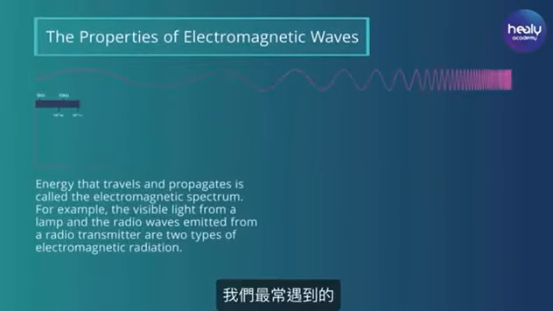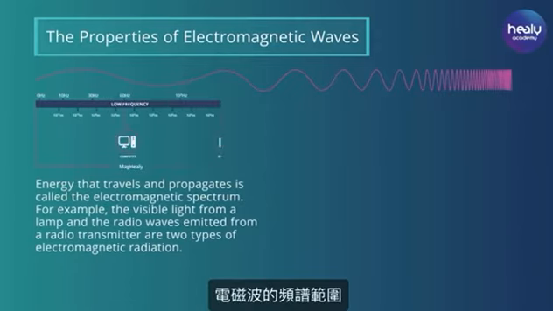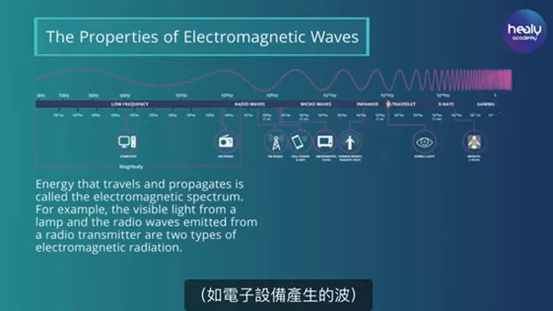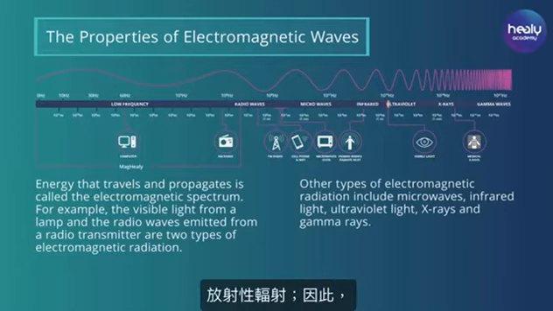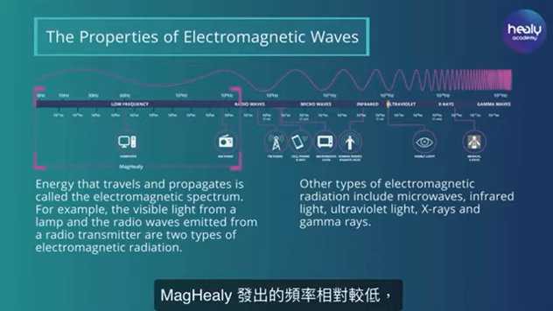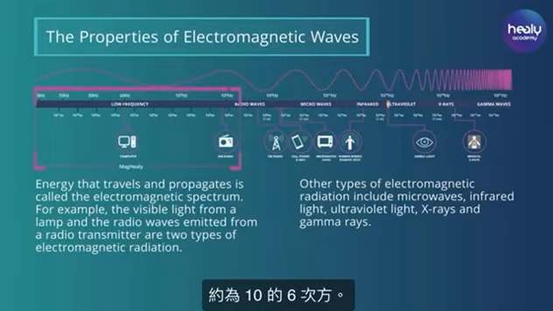The spectrum of electromagnetic waves we most frequently encounter ranges from low-frequency waves, such as those generated by electronic devices, to radio and microwaves, as well as visible light and radioactive radiation, and therefore includes every form of energy propagating in space. Electromagnetic waves with a very high frequency, such as X-rays, can be dangerous. MagHealy emits relatively low frequencies in the range of about 10 to the power of 6.